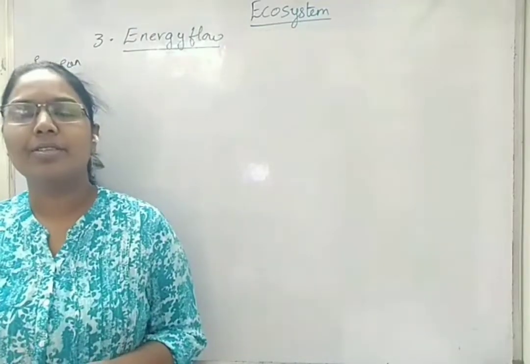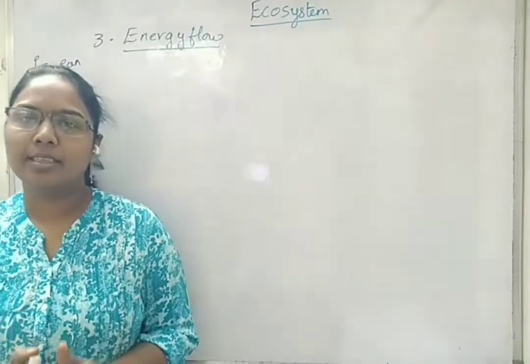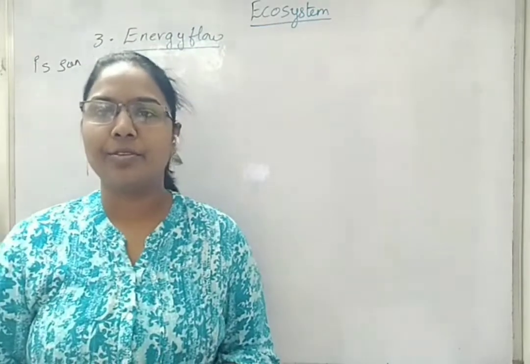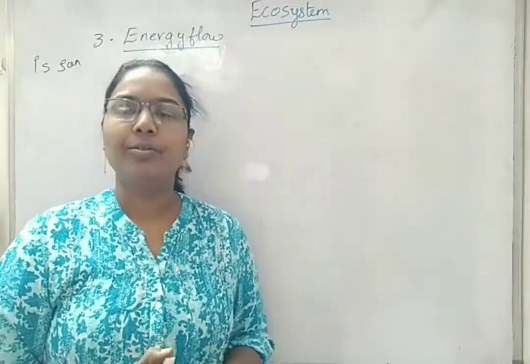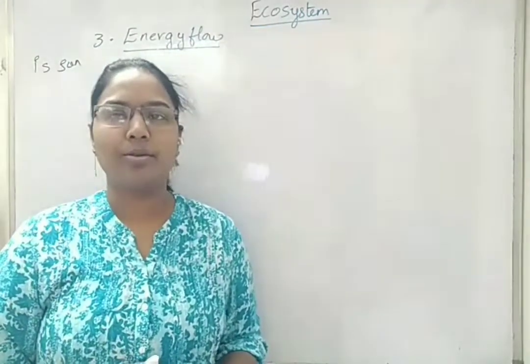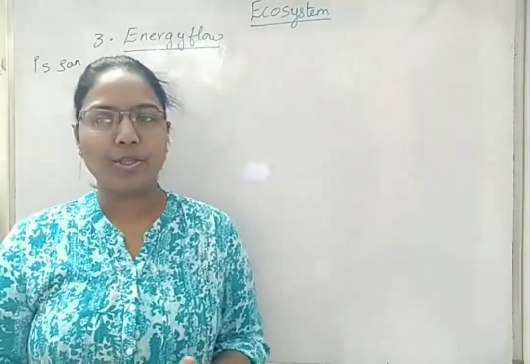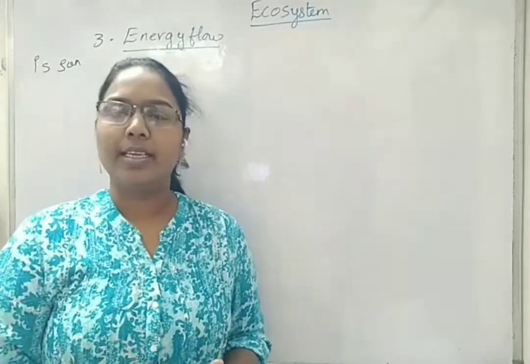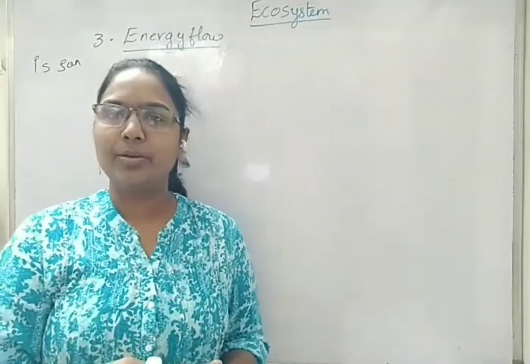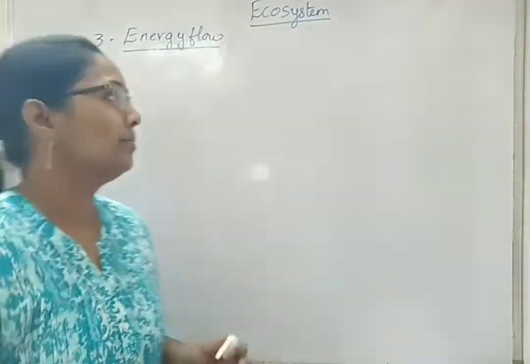Hello students, now we will start with a new topic, that is the third component of ecosystem, energy flow. For energy flow, the first source of energy for ecosystem is the sun. Since the sun is giving the light and later photosynthesis happens, we can say the energy flow in ecosystem is unidirectional.